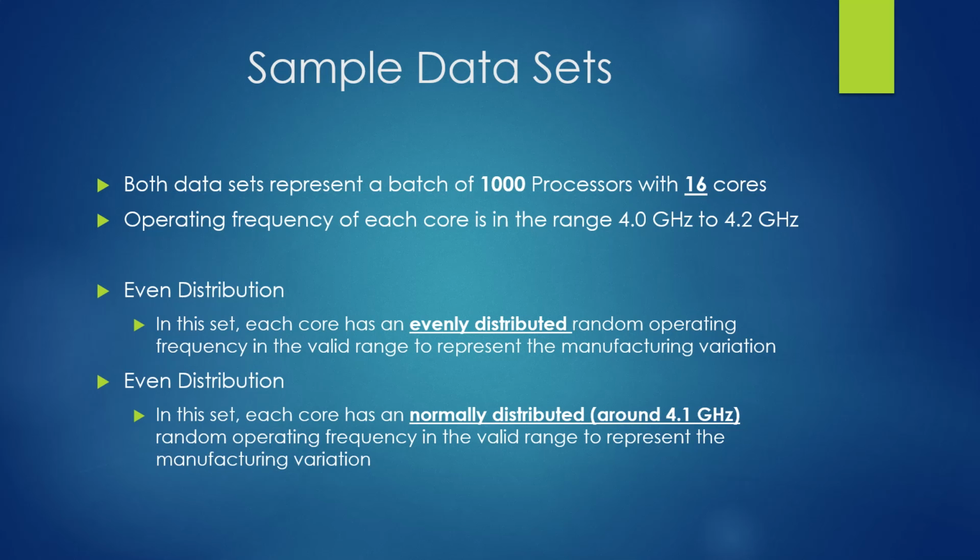In the second data set, this is a normally distributed random value in the range of 4 to 4.2 gigahertz, normally distributed around 4.1. So in this case, this data set looks more like there are more single cores of the processor that are going to operate around 4.1 gigahertz and fewer around the edges, whereas in the first data set, this is evenly distributed across. And so I created these two data sets to see how each of the binning methods, the fuzzy and non-fuzzy, would perform with the different variation models for the manufacturing of these multi-core processors.